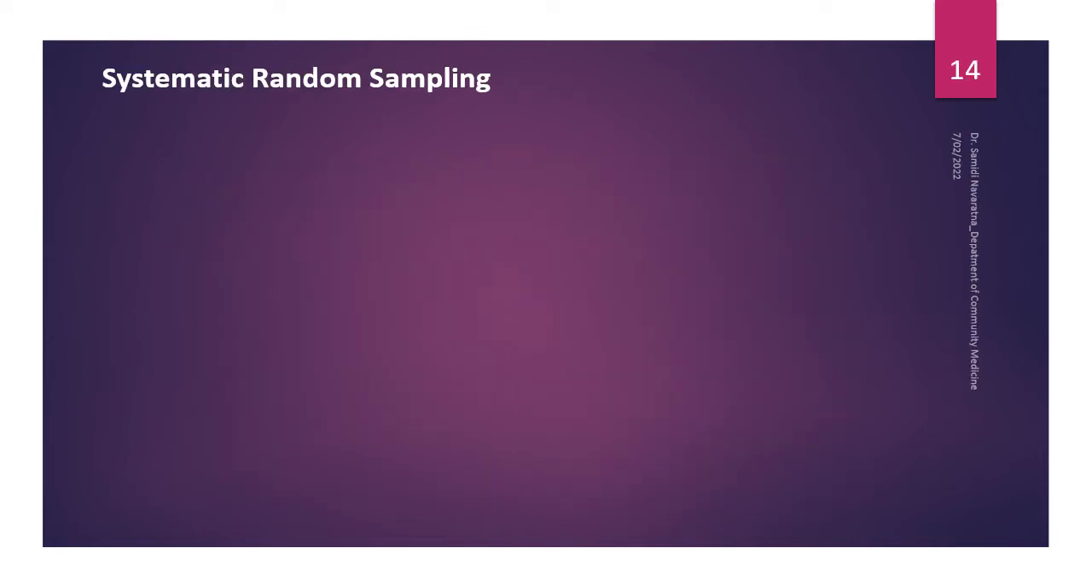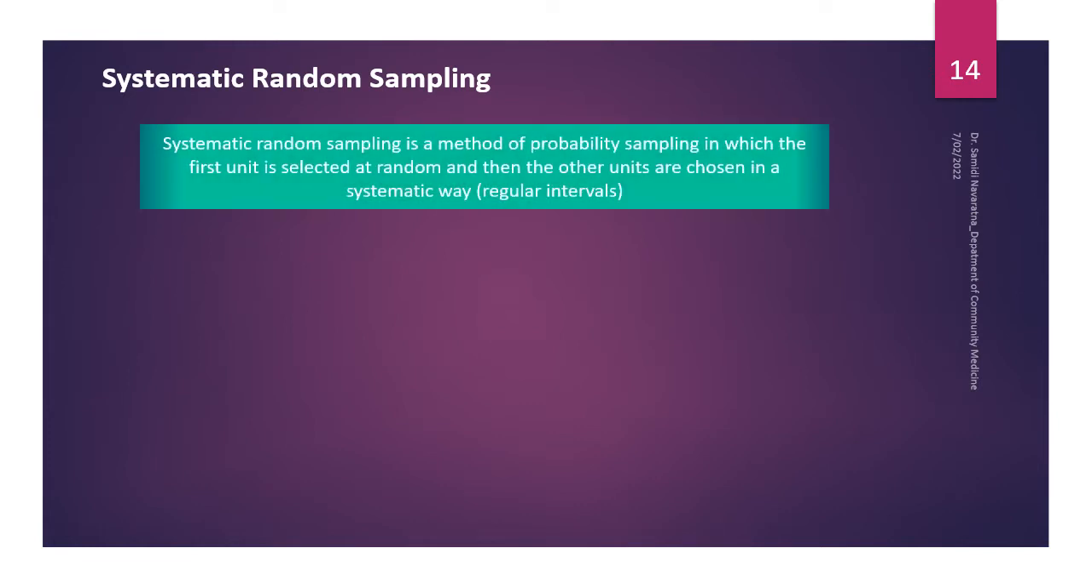Moving on to systematic random sampling. What is systematic random sampling? It is a method of probability sampling in which the first unit is selected at random and then the other units are chosen in a systematic way. Right? So that means at a regular interval. So how are we going to do that? Let's look at the steps.